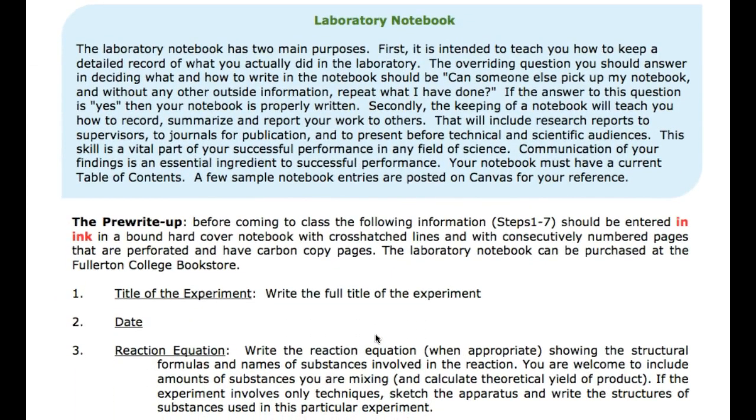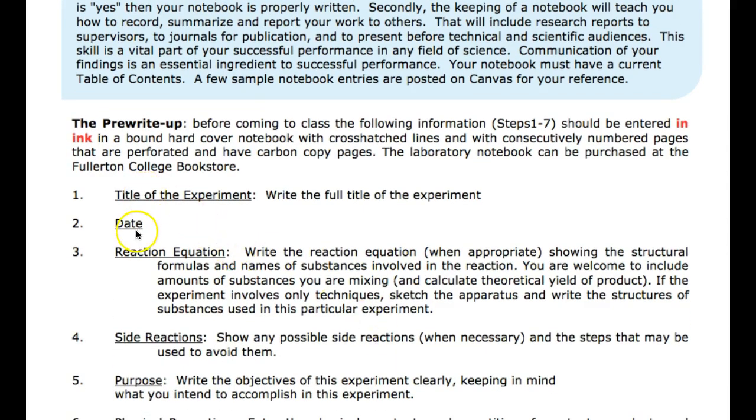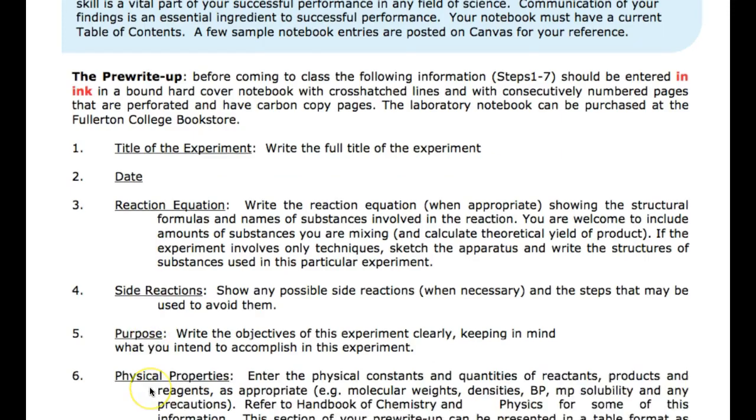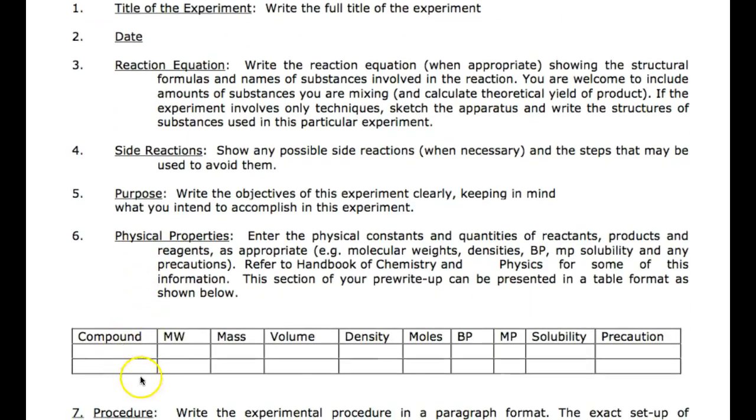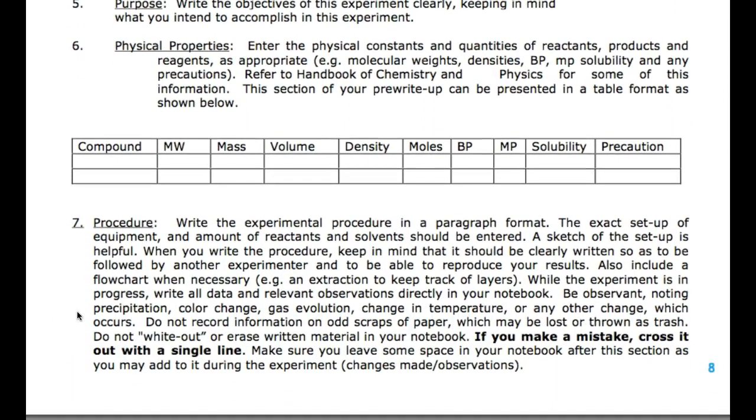So here's more information about what you'll be putting into your laboratory notebook. We have some information that needs to go in there before you come into lab for that experiment. So the first 7 steps: the title, the date, the reaction equation, if that's applicable for that experiment, side reactions, purpose, physical properties, so you'll record this table in your laboratory notebook, and also the procedure written in paragraph form. All of that needs to be done before you come into lab.